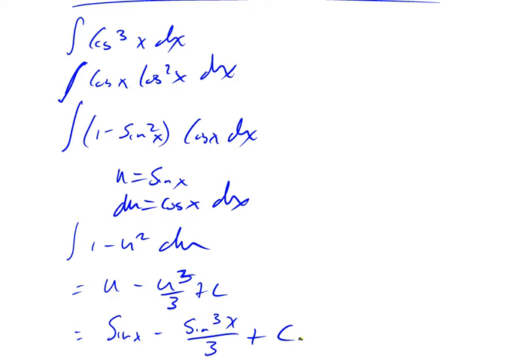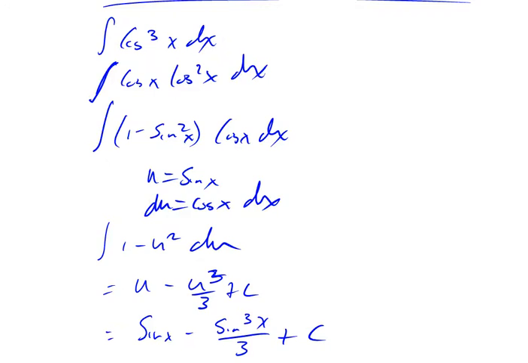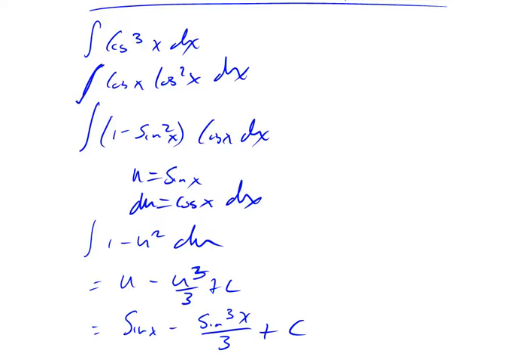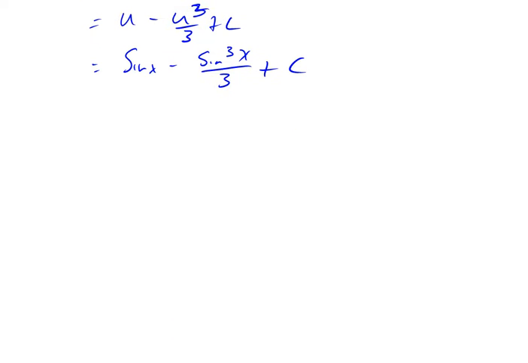You pull one of them out, and you've got an even number left. That even power turns into 1 minus the other one squared, and then you do a nice u substitution. Okay, so that's, did I say even? That's odd powers of sine and cosine.